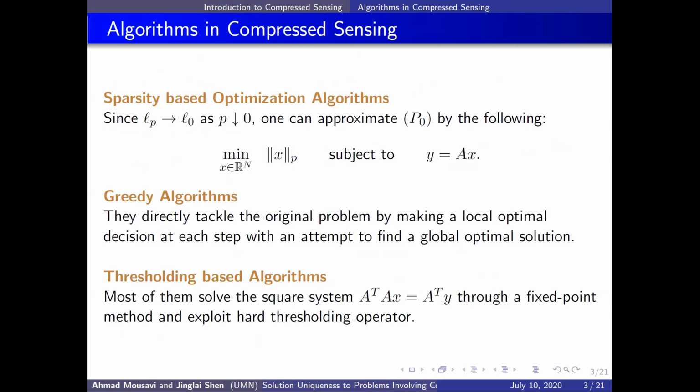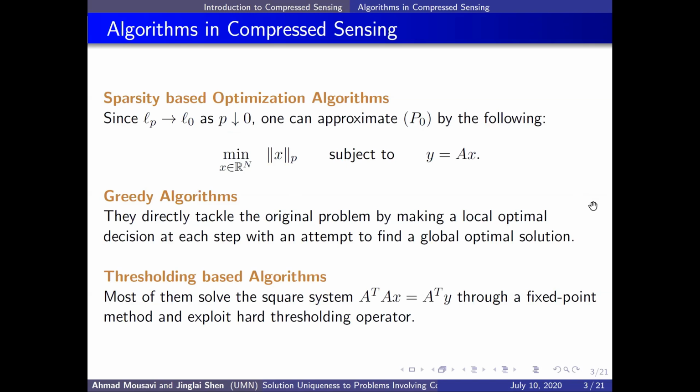The first type are the sparsity-based optimization algorithms. So we know the L_p norm goes to L0 as p goes down to 0. Therefore, we can approximate that original problem by replacing norm 0 by norm p. We know that norm 0 is not nice. I mean, it is non-convex and discontinuous, so it basically has some difficulties. And by replacing it with norm p, you can escape from some of the hardships.